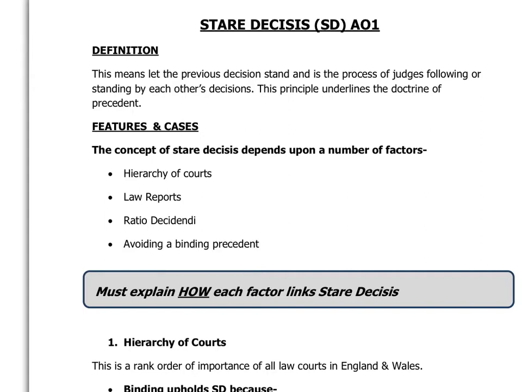So stare decisis means let the previous decision stand, and it underpins the whole of judicial precedent. And again, when we've looked at binding previously, there's obviously a massive overlap, and it's the same thing ultimately, that if we follow binding precedent, ultimately we're following the concept of stare decisis by letting the previous decision stand. And really, judicial precedent completely is underpinned by stare decisis.